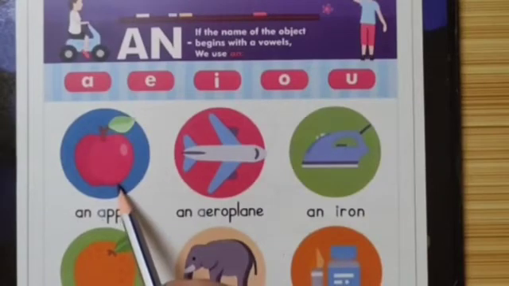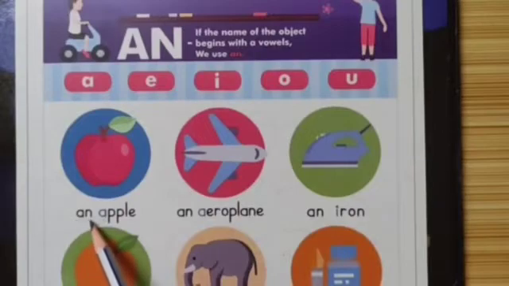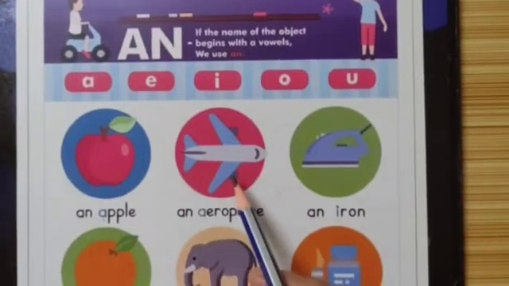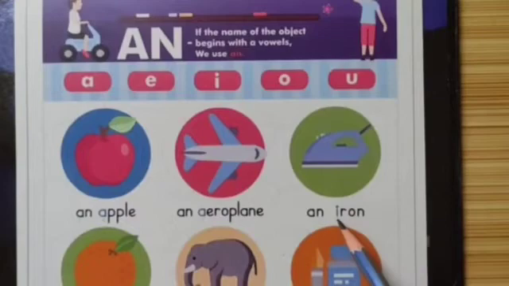This is a picture of an apple and the first letter of apple is A. A is a vowel. And who's the good friend of vowels? Yes, An. So here you can see An is written. Next picture is of an aeroplane and the first letter of aeroplane is A. A is a vowel. So you can see here An is written because An is a very good friend of vowel A. Next picture is of an iron and the first letter of iron is I.